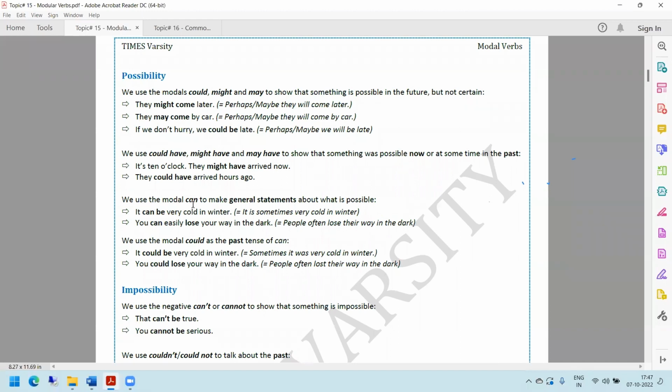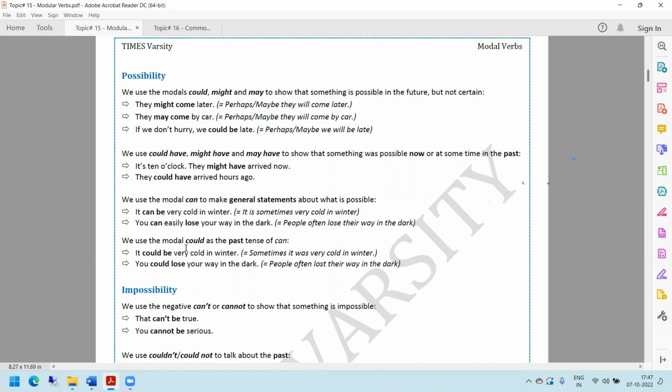We use the modal can to make general statements about what is possible. So it can be very cold in winter. So it is sometimes very cold in winter. So that is another sentence which we can express. Instead of can be, you see here sometimes. All right. You can easily lose your way in the dark. People often lose their way in the dark, right?